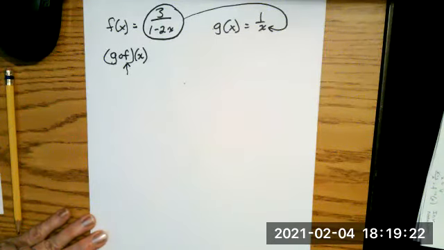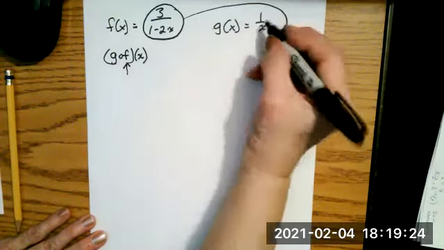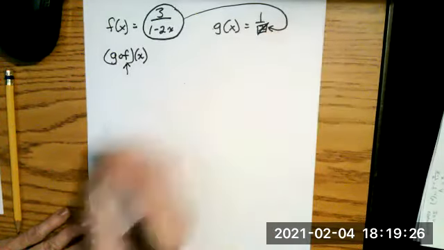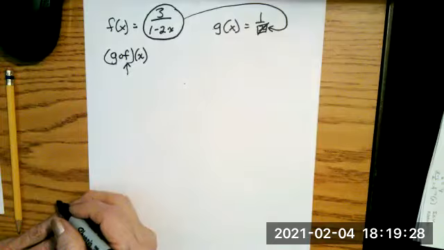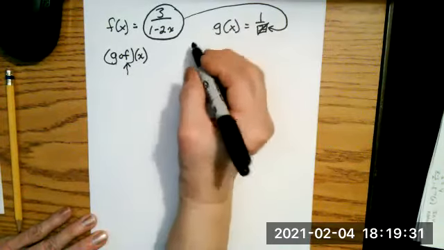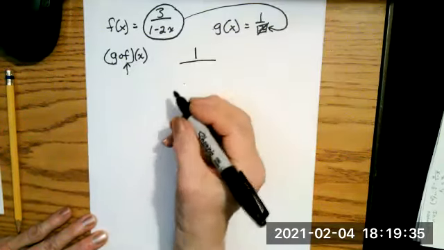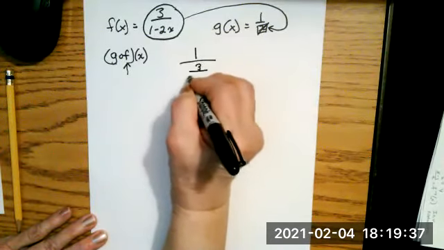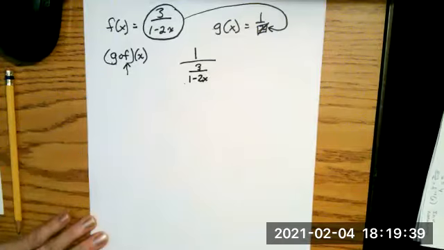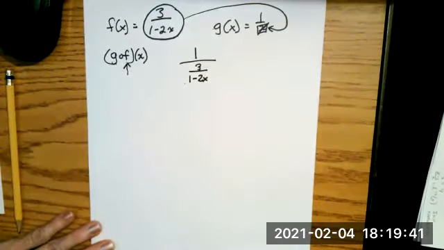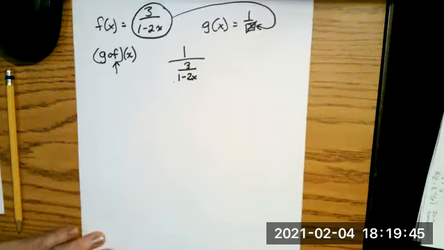The 3 over 1 minus 2x is going to go in there where that x is. That's going to be taken out. You're going to put in 3 over 1 minus 2x. So the 1 that's there is going to stay. That's that 1 that was up there. Now we have 3 over 1 minus 2x in the bottom. That's the one we're putting in there. That's the f that we're putting inside the g.